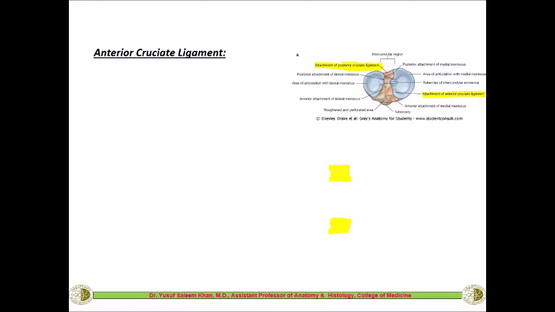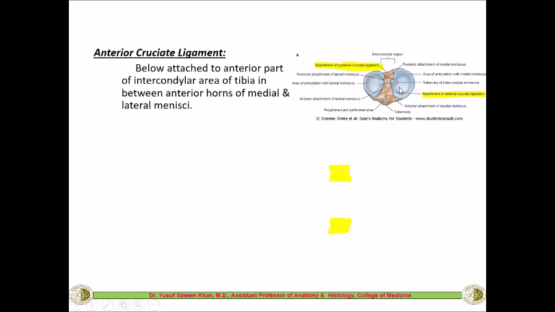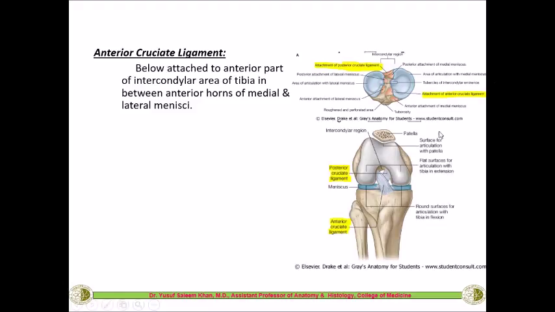Coming to the anterior cruciate ligament, as you can see in this picture, if you remember, go back to this intercondylar surface. So here is the attachment of the anterior cruciate ligament on the tibia. Below, it is attached to the anterior part of the intercondylar area of the tibia, in between the anterior horns of the medial and lateral meniscus. If you can see here, these are the two horns of the medial as well as lateral meniscus, and between them will be the attachment of the anterior cruciate ligament. If you can see here in this picture again, the two condyles are here and in between is the anterior cruciate ligament. Then this cruciate ligament, as I said before, will go back and get attached to the posterior part of the medial surface of the lateral condyle of the femur.